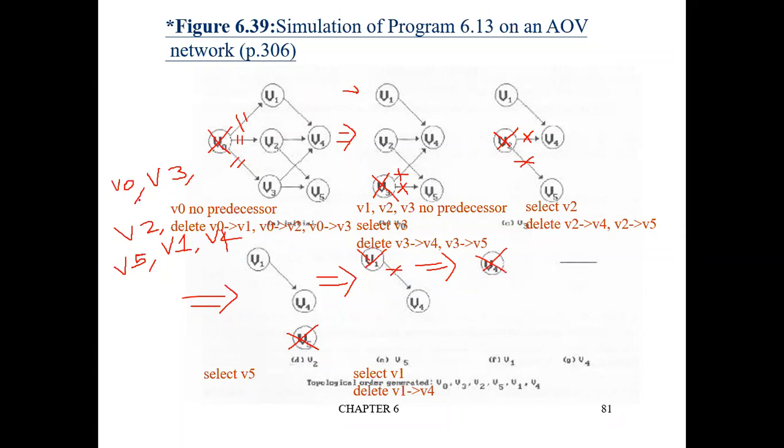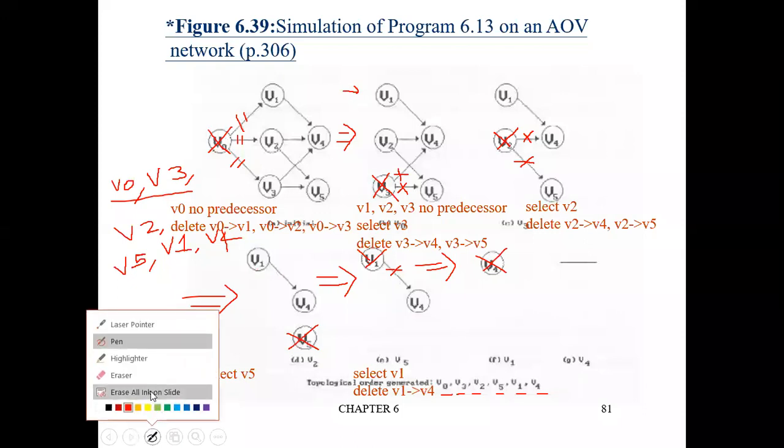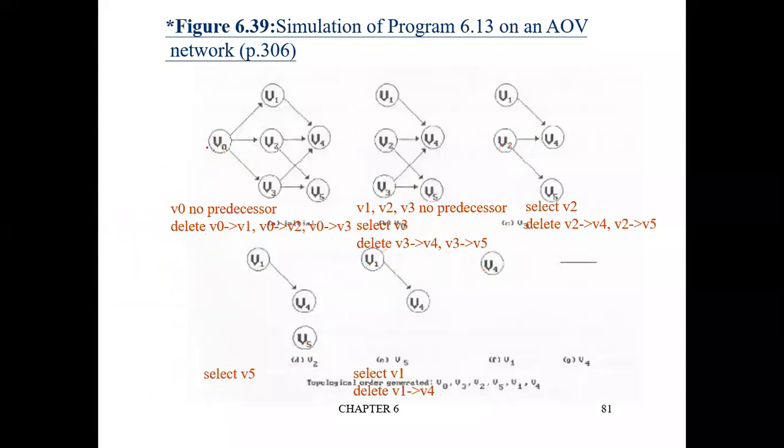So that's it, the algorithm says. So now the sequence is what? This is the sequence. So this is the topological sorting order: V0, V3, V2, V5, V1, and V4. Okay. But this is not the only order. Say for example, initially we should start with V0. There is no other option, because there is only one vertex with 0 in degree. Now from here we can pick up either V1, V2, or V3.